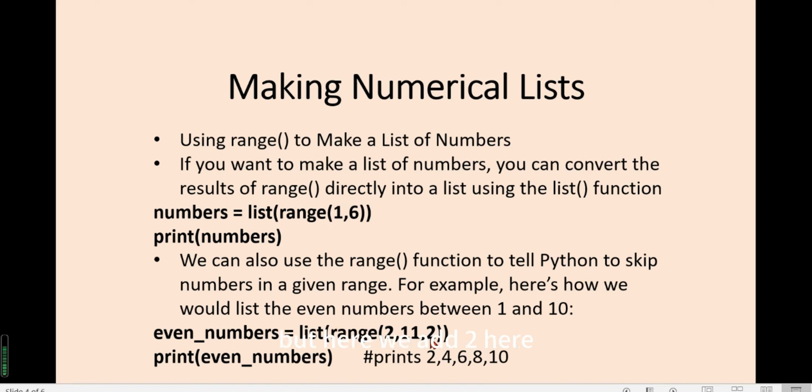But here we add 2, which means every 2 values will be added to the new value. So we skip 1 value in each range. So here the result is 2, 4, 6, 8, 10.